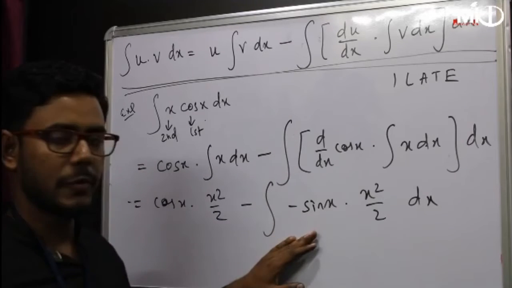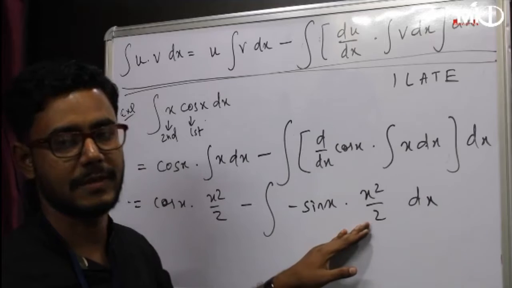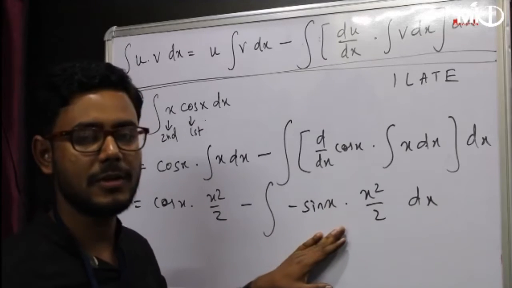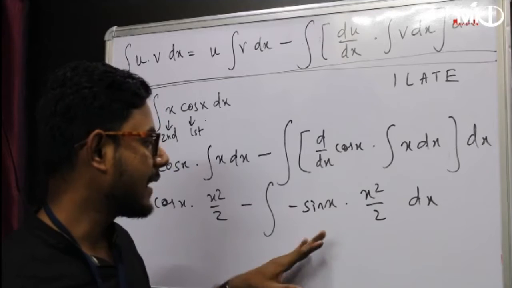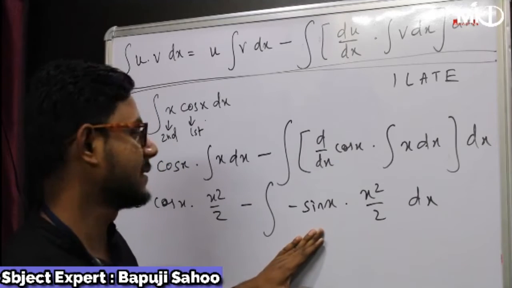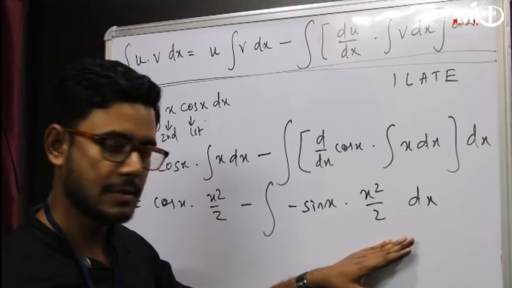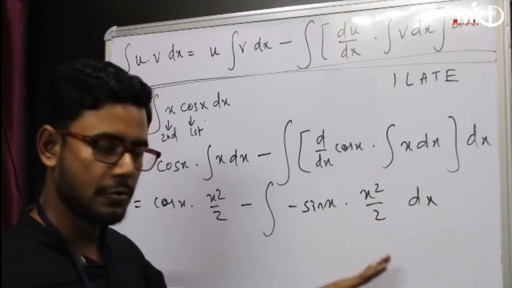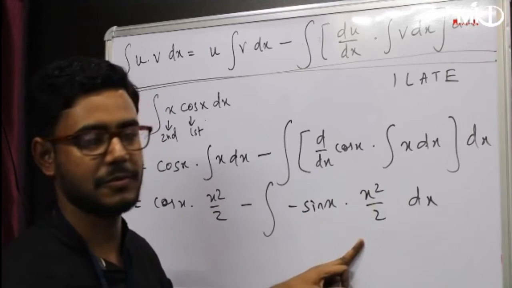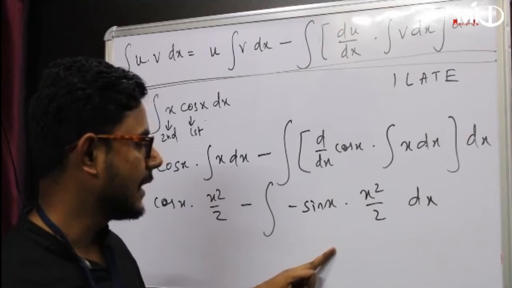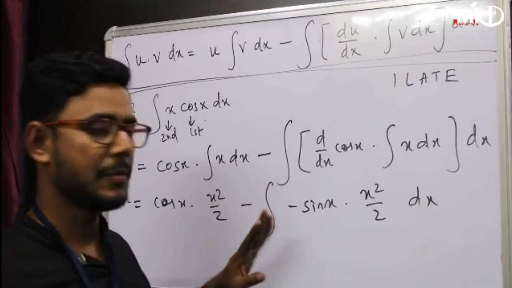Again, this second term will become a product of two functions, one is sin x, one is x square. That means again we have to use integration by parts. And if we take sin x as the first function and x square, which is an algebraic function, as the second function, then again a term comes that will be cos x and x cube. So in this process it will never end. It will make the problem complicated and it cannot be solvable.